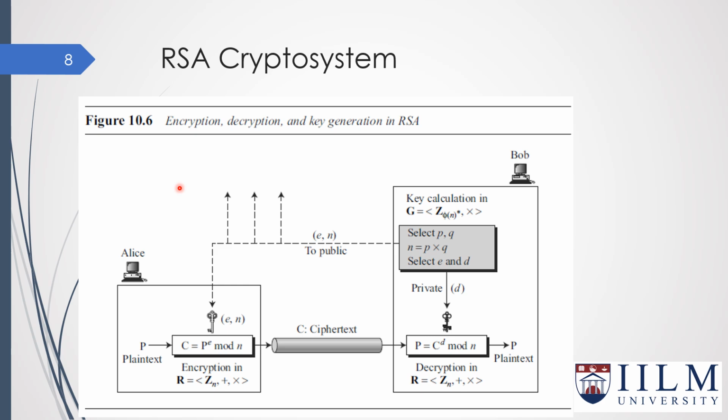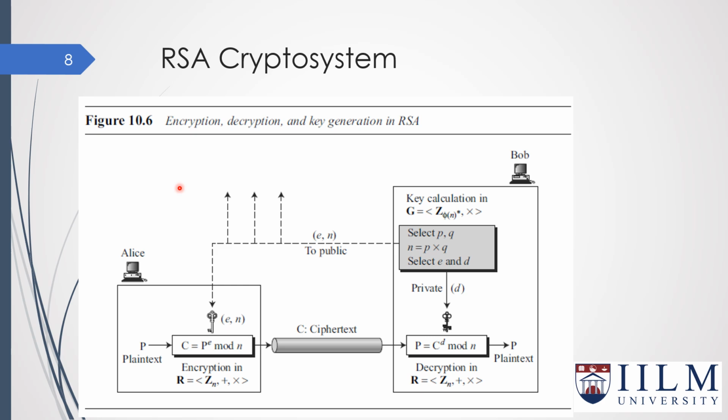The RSA crypto system uses three algebraic structures: ring, star, and sets. These can be used as written there, R equal to Zn plus, into. Again, the ciphertext has been generated and it is sent on a secure channel to Bob. Then Bob gets the plaintext using C to the power D mod N.